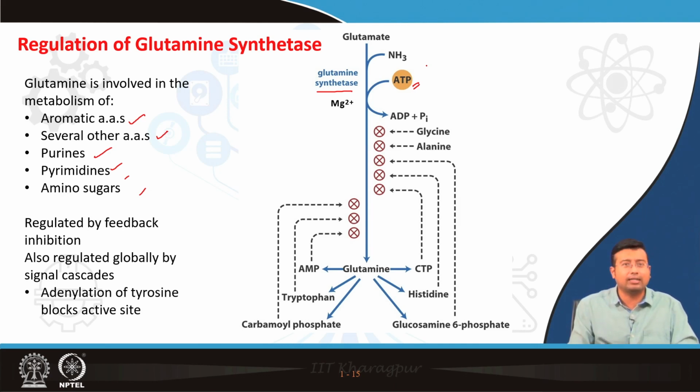So how is it regulated? It is regulated by feedback inhibition. Simple. Whenever the excess product is formed, we don't need glutamine anymore, so it will be feedback inhibited. We already know what feedback inhibition is. Moreover, it is also regulated by a hormonal cascade. Generally glucagon forms cyclic AMP, and adenylation of a tyrosine residue blocks the whole thing. Why? Any anabolic process will be blocked by glucagon. We know this concept, and this is how the glutamine synthetase enzyme is regulated.